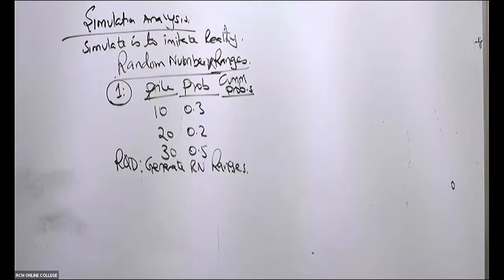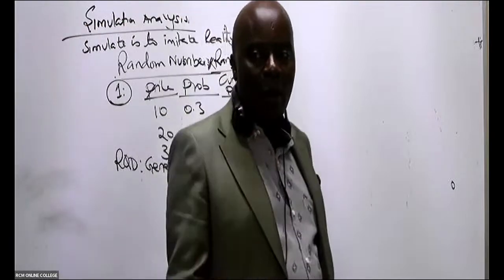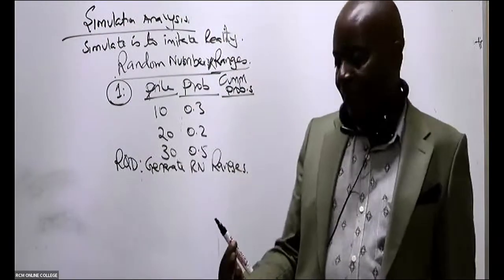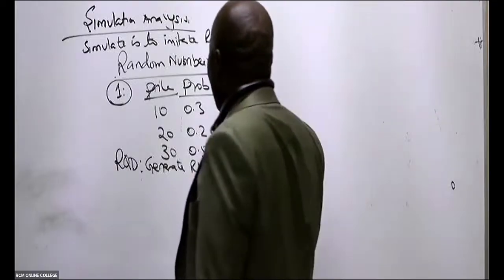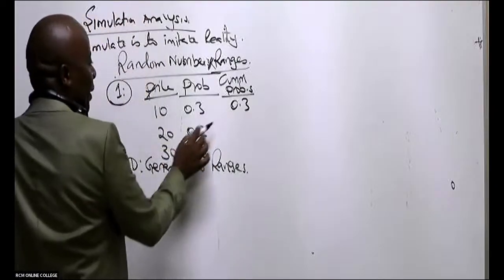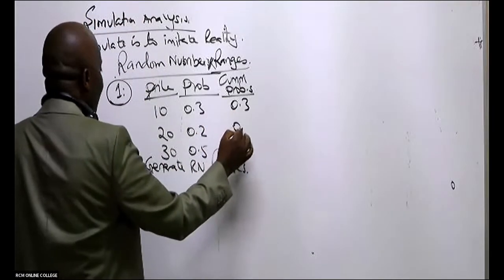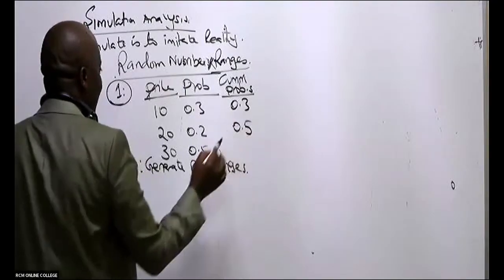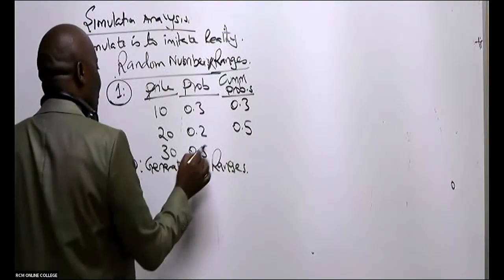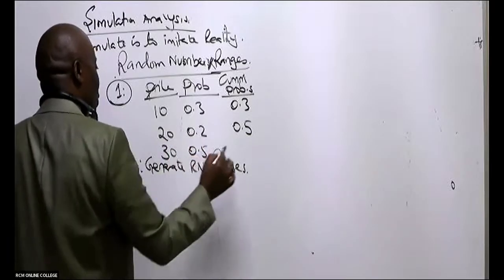So cumulative probabilities, what do we do? We add the probabilities downwards. We accumulate them downwards. We aggregate them. In this case, this will be 0.3. So you accumulate: 0.3 plus 0.2 gives me 0.5, right? And then 0.5 plus 0.5, because I'm accumulating, so that will be 1.